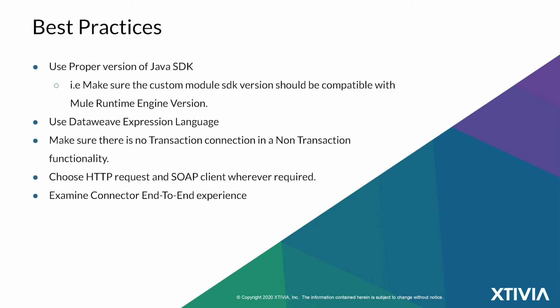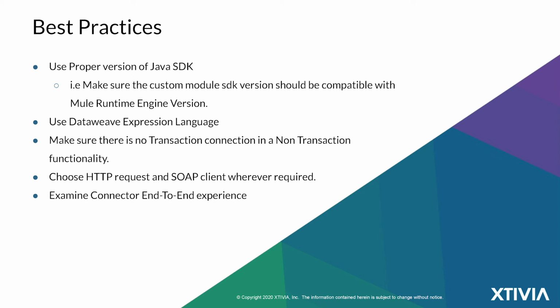For example, you're doing validations. In that case, you don't need any transactions. Next are the HTTP request and SOAP. So whenever you're developing, say for example, the third-party API is providing the API resources with the SOAP client, then you have to provide the connection for the SOAP related, not HTTP request. So we have to choose which one is required for that particular connection to access the third-party APIs.